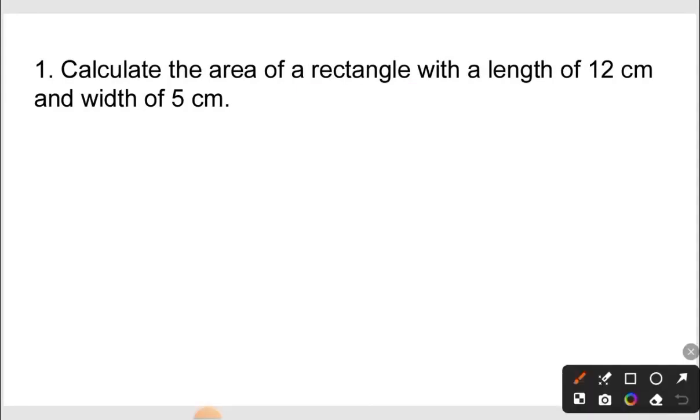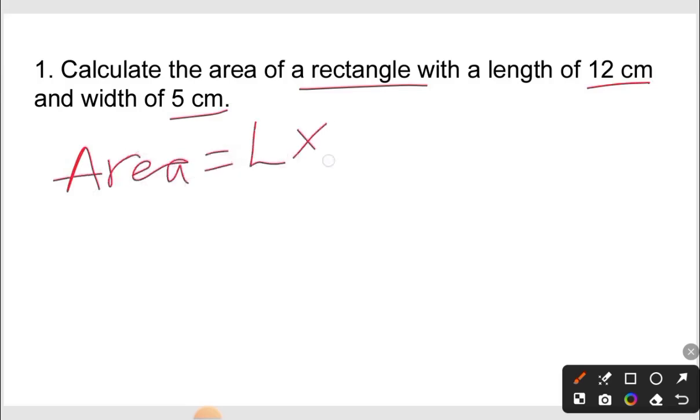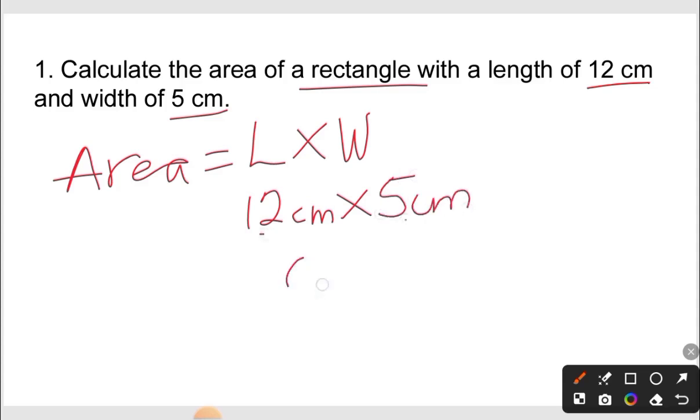So the first question says, calculate the area of a rectangle with a length of 12 centimeters and a width of 5 centimeters. So area of a rectangle, length times the breadth, or length times width. Now, the length is 12 centimeters, and the width is 5 centimeters. Now, 12 times 5 is 60. Now, centimeter times centimeter is centimeter squared. So anytime you see centimeter squared or centimeter cube, know where it's coming from.